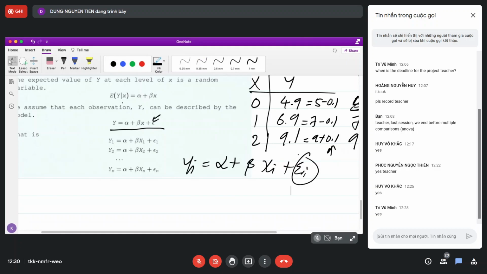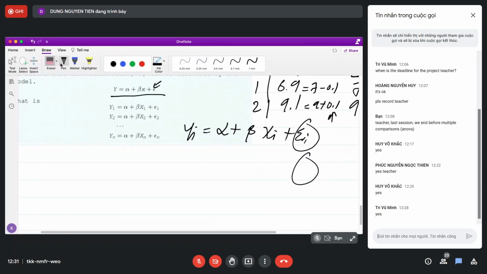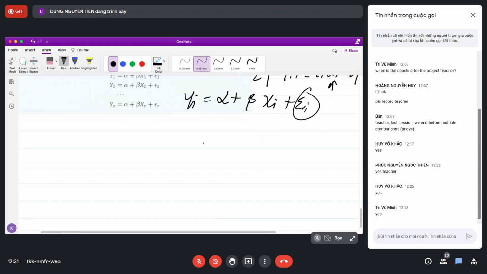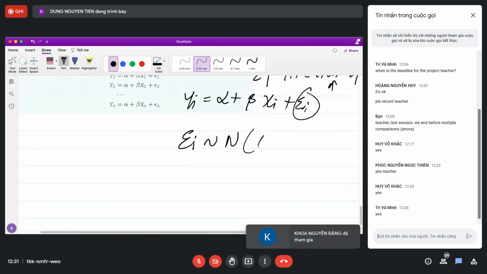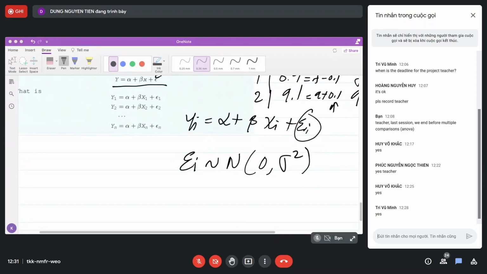Okay, you may ask a question about the assumption on epsilon i. Do we have any assumption on that? Epsilon i is the random error, so you may want to know the distribution of epsilon i, and yes, we do have some assumption on that. Epsilon i follows a normal distribution with mean 0, and the variance is sigma squared. Okay, is that all clear, everybody? If that's all clear, may I move on?